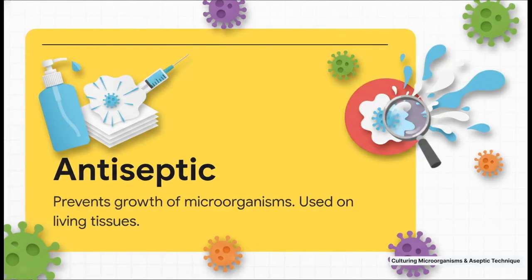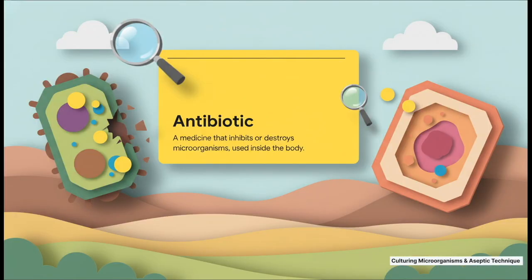Now, these are the substances you'd use on living tissue. So think about hand sanitizer or what a nurse wipes on your arm before you get an injection. They're designed to be safe enough for our skin, but tough on germs. Next up, we have antibiotics, and here's the key difference. These are medicines that work inside your body. They're pretty amazing, actually. They're designed to target and destroy bacterial cells without harming our own.